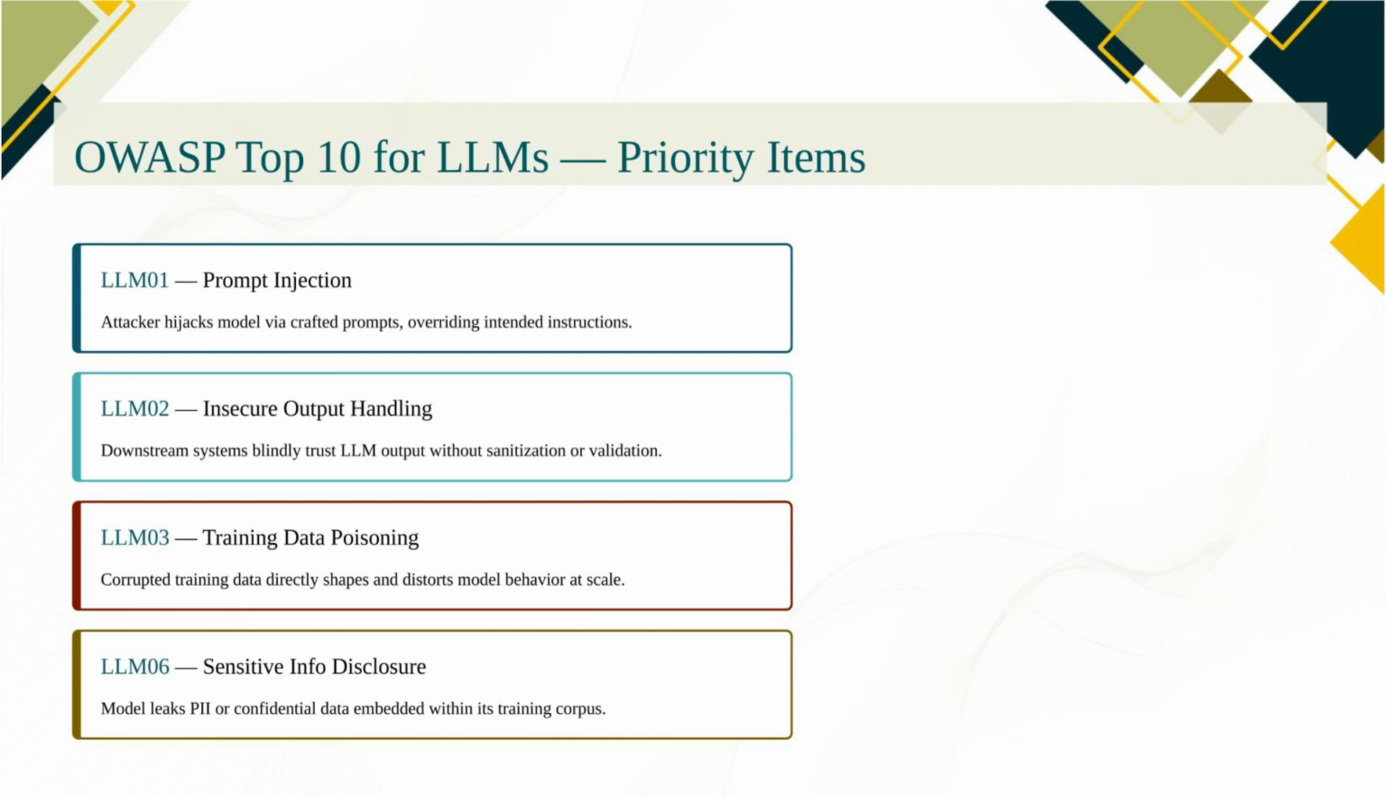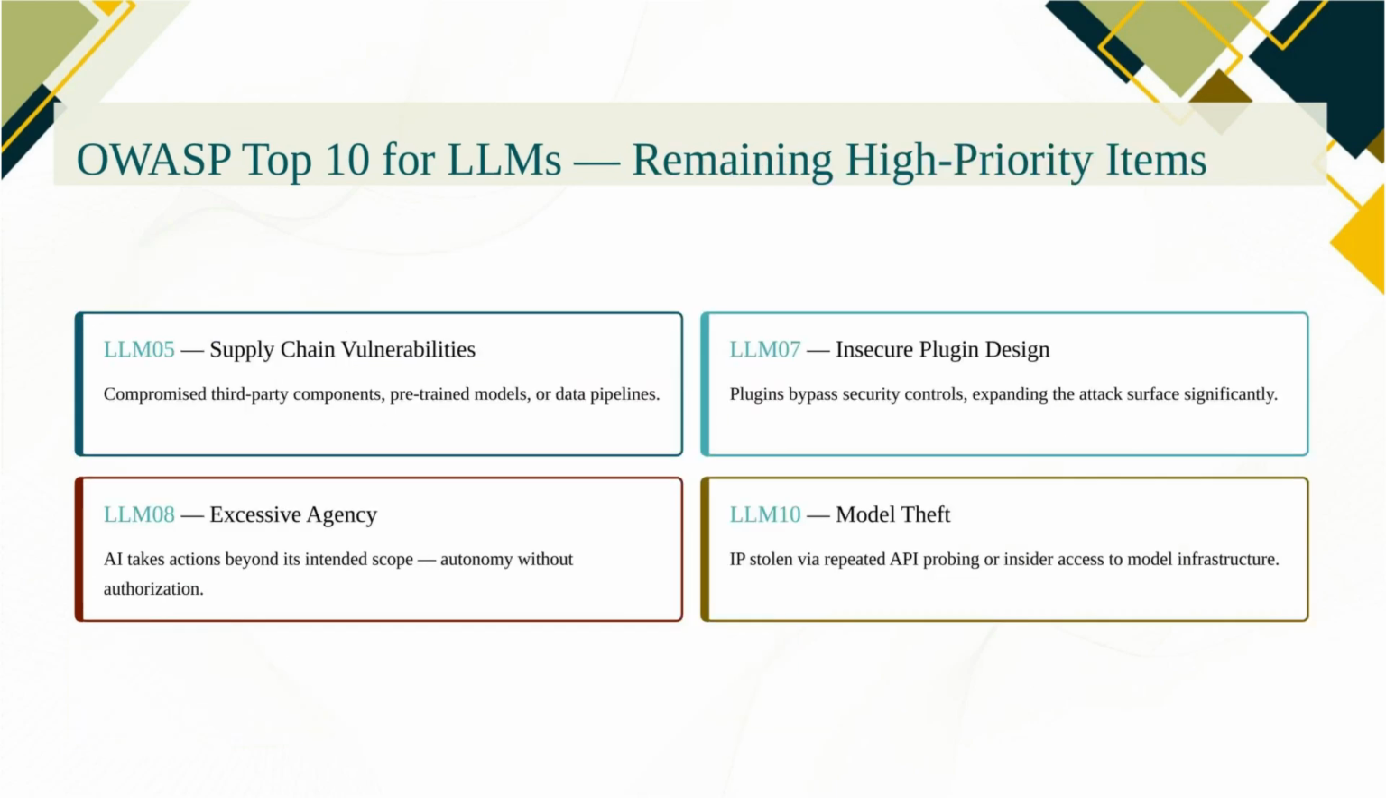And LLM-06 is sensitive information disclosure. The model leaks personally identifiable information or confidential business data because it was included in the training data and the model hasn't been properly secured against extraction. I always tell students, these four alone account for a significant portion of LLM-related exam questions. Know them by number, name, and implication. Let me cover the remaining high-priority OWASP LLM items.